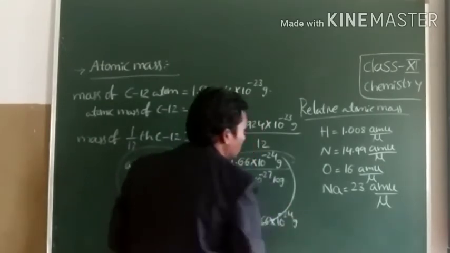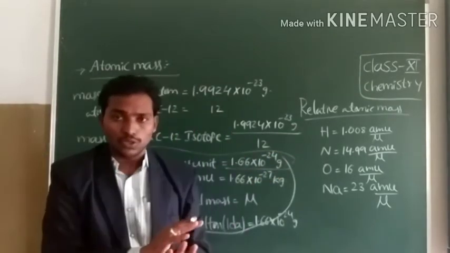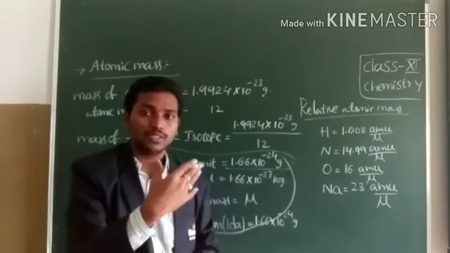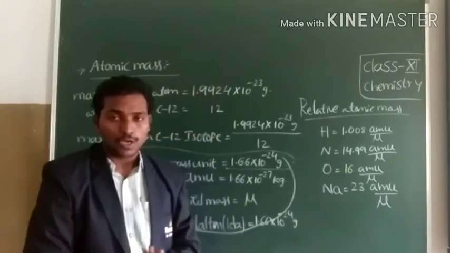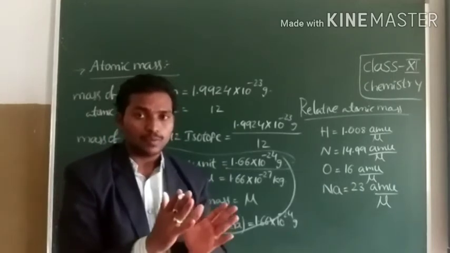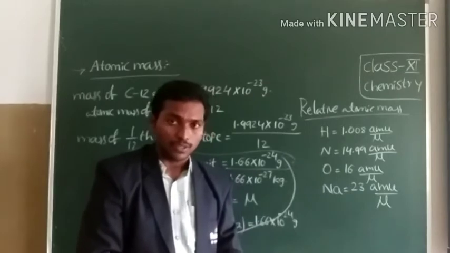This is also called relative atomic mass, because at that time there were no sophisticated instruments to find out the accurate atomic mass of an atom. But nowadays we have mass spectrometry. By using mass spectrometry, we can find out the exact atomic mass of an element.